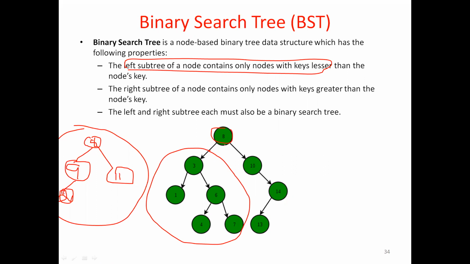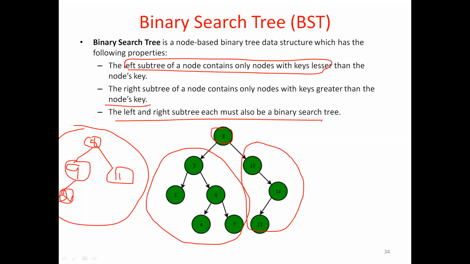And what is the other logic? Right subtree will always be greater than the node's key. Here key is nothing but the data or information. The node's key here is nothing but the data or information part of a node. The left and right subtree each must also be a binary search tree.